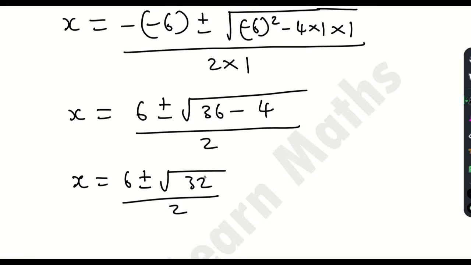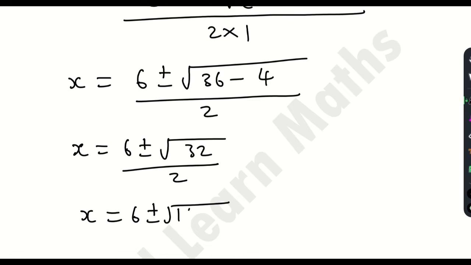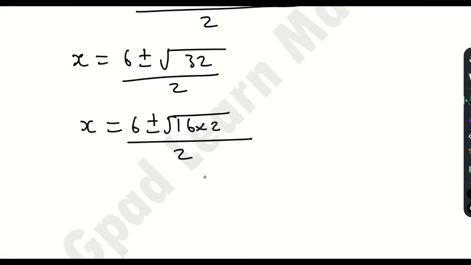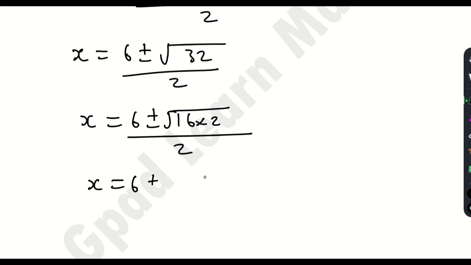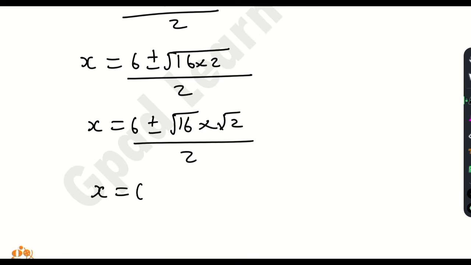We can still reduce this here. 32 can be expressed as 16 times 2. Notice 16 is a perfect square. Hope that makes sense. So let me just rewrite it like that. x is equal to 6 plus or minus the square root of 16 times 2, all divided by 2. You can rewrite this by just splitting it. That's root 16 times root 2, all divided by 2. Good.